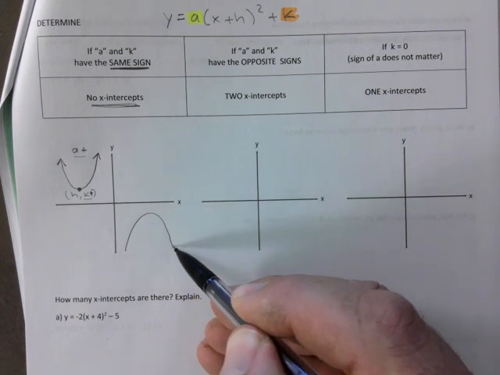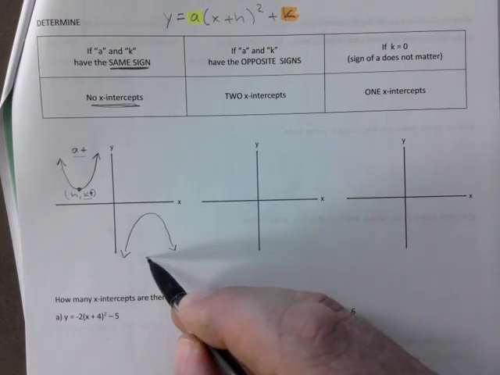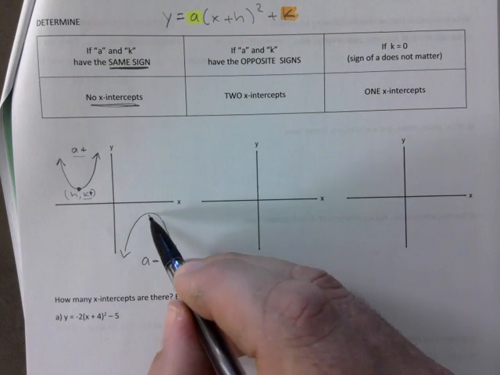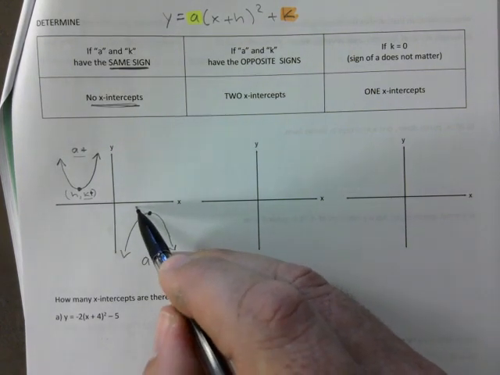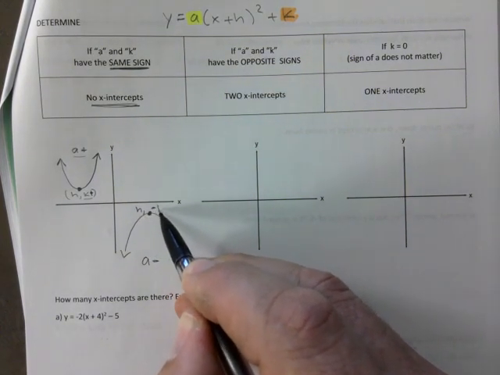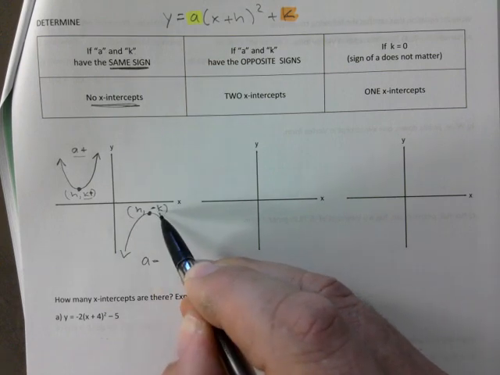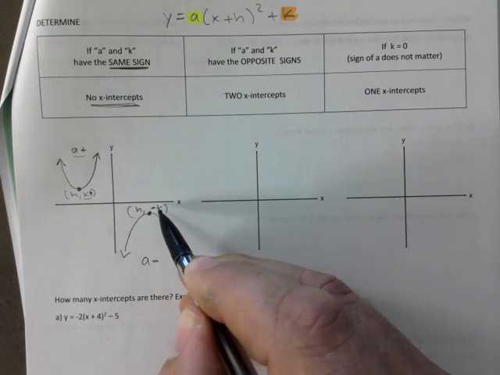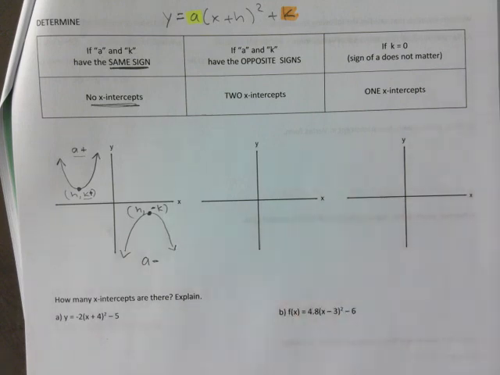And the same goes if they're both negative. If a is negative, it points down. And in this case, the vertex is (h, negative k). k is negative because you're below the x-axis.